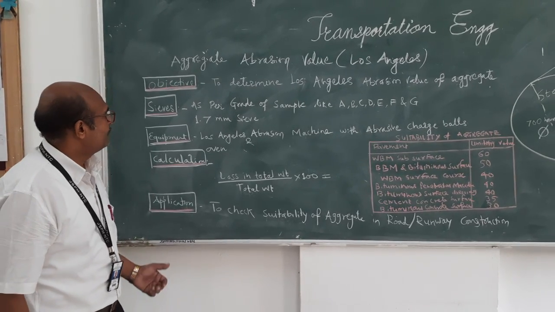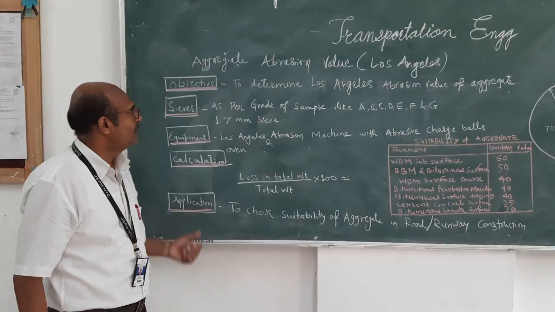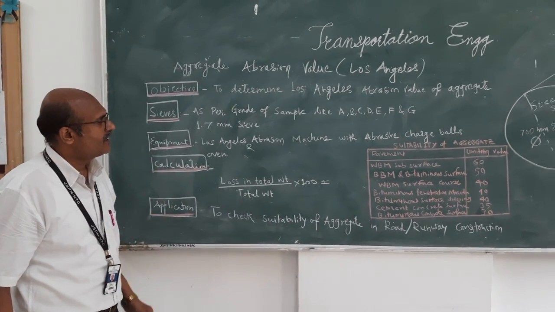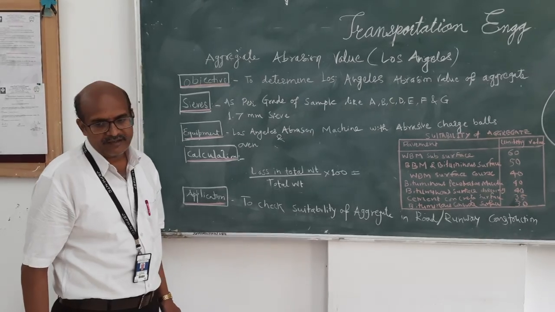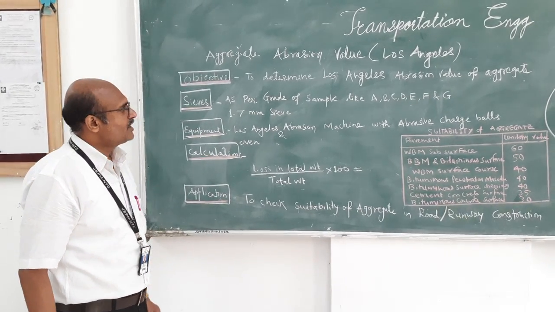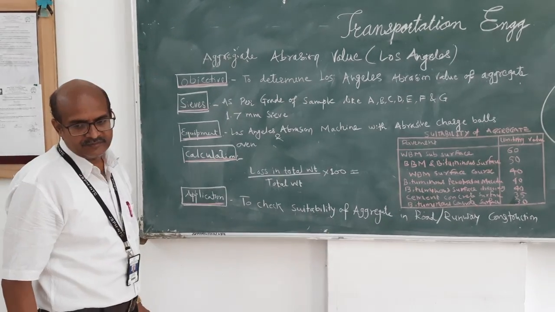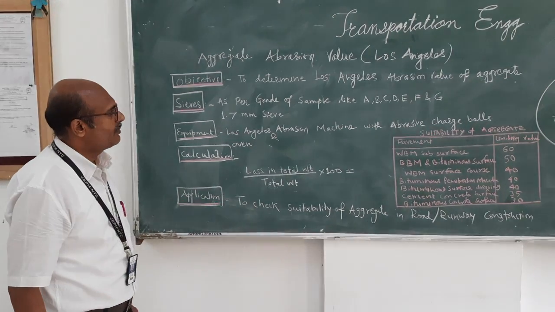So for the purpose of finding out the abrasion value, we need the sieve sizes as per the grade of sample A, B, C, D, E, F, G. It has been classified in the IS 2386 part 4. So as per IS 2386 part 4, we have to find out the Los Angeles abrasion value.